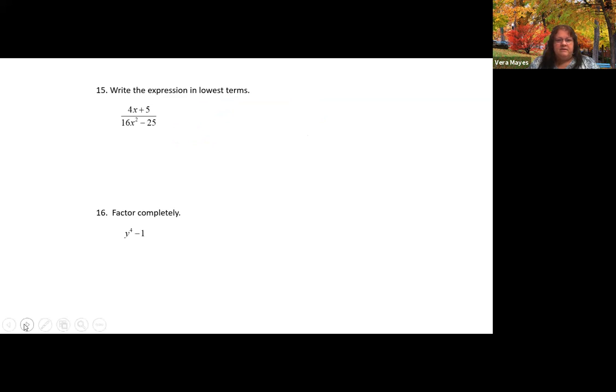All right, let me put 2 on the same page here. All right, write the expression in lowest terms. So I see a fraction, so to me that means I need to simplify, right? Simplify or reduce might be other words I would think. I can't factor the top, so I leave it alone.